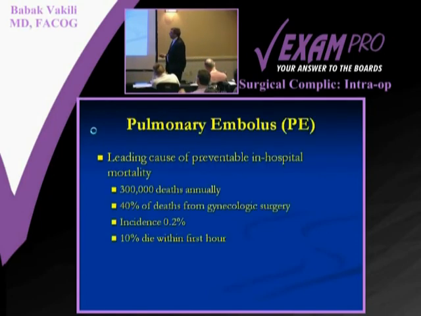All right, so PEs. PE is the leading cause of preventable in-hospital mortality across the board, all specialties, all medical illnesses. This is the most common cause of in-hospital mortality. 300,000 deaths annually. Of all deaths from GYN surgery, 40% of them come from PE. Very, very common. The incidence is not terribly high, but you have to be very conscious of it because 10% of people who develop a PE will die in the first hour.